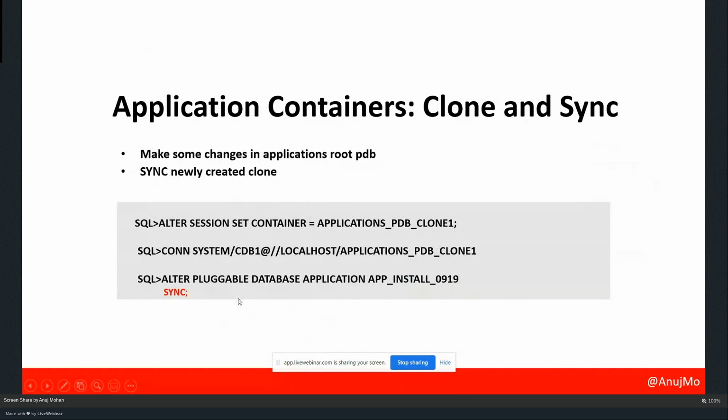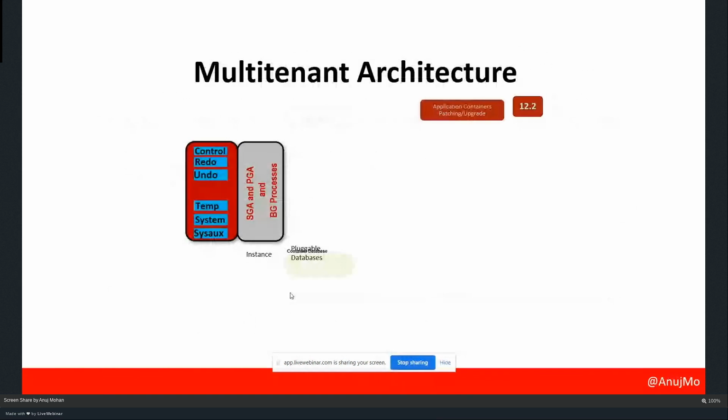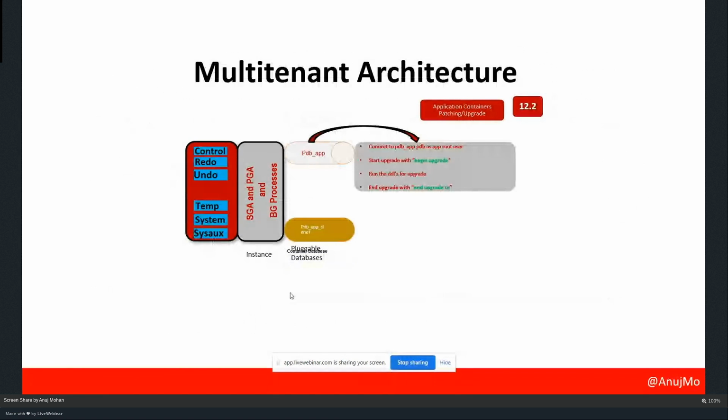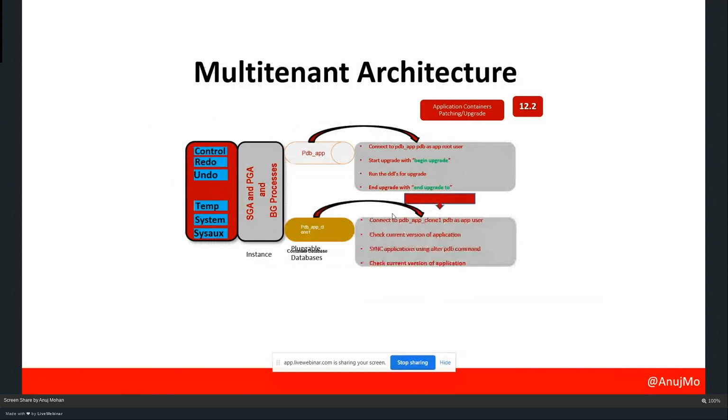So I will set the container as clone 1, right? And then I'll run alter pluggable database application app install sync. My changes will be synced to my clone 1. And you can do many things. So you can upgrade your application, and the clauses are begin upgrade, end upgrade, right? And then you can connect them the same way and run a sync.